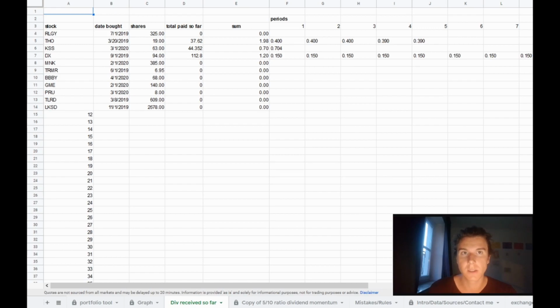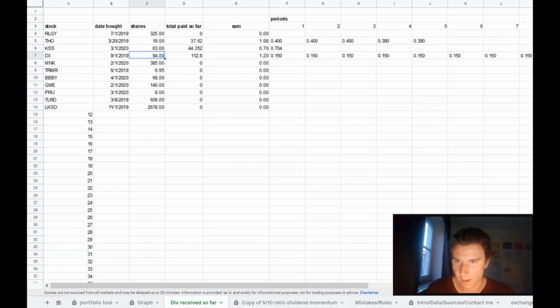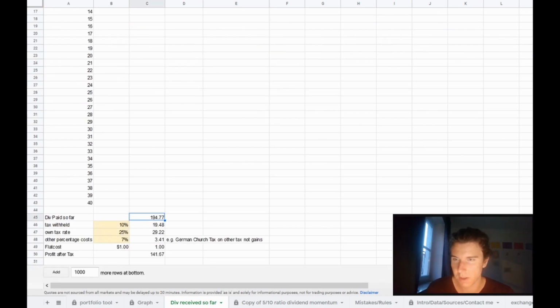Next is dividends received so far. It's also automated, where you get a dividend payment depending on the period. It doesn't necessarily have to be once a quarter. It can be additional payments, or for example, the stock called DX pays once a month, and I'm invested for 8 months, and that's the sum of all of the payments I received so far times my shares. Then there's a new sum down here of all my dividends paid so far.